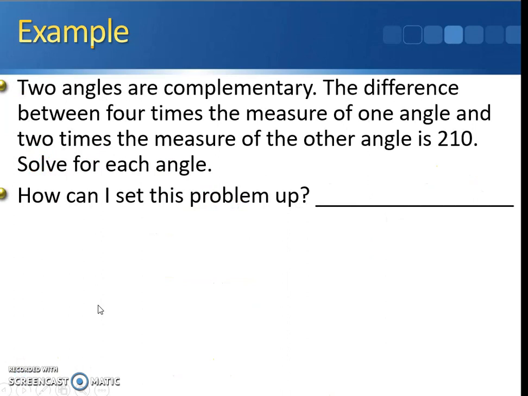Example: two angles are complementary. The difference between 4 times the measure of one angle and 2 times the measure of the other angle is 210. Solve for each angle. How can I set this problem up? I want you to pause the video again, and I want you to use a system of equations to solve this problem. I want you to give it a try, and then check. So please pause the video and solve for each angle. If you have a problem with this, you can just look at the answer and then I'm gonna explain. Pause the video and try.